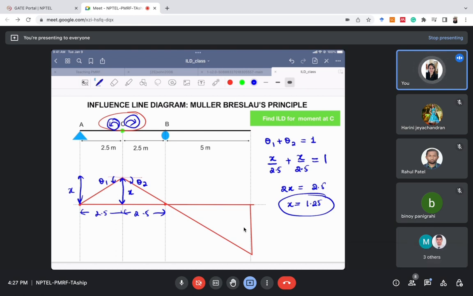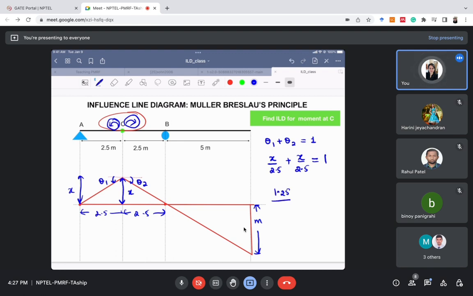Ma'am, what will be the ordinate at the last point? Yeah, you can also determine it at this point if required. Like he's asking, I think, this point. So let's call it M. From the similarity of triangles, you can calculate it. Now x you know, right? x was coming out to be 1.25.